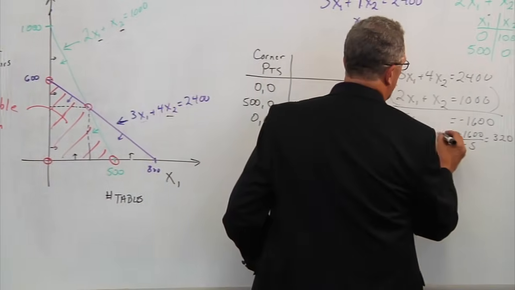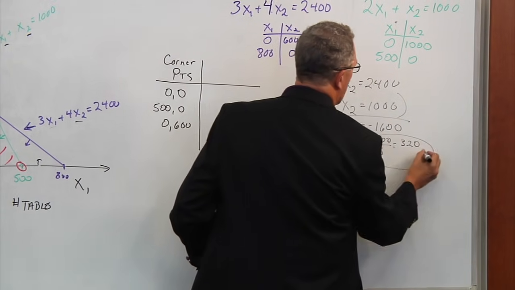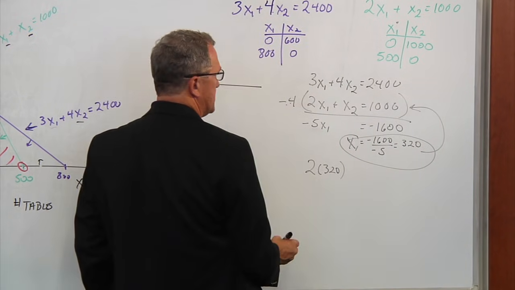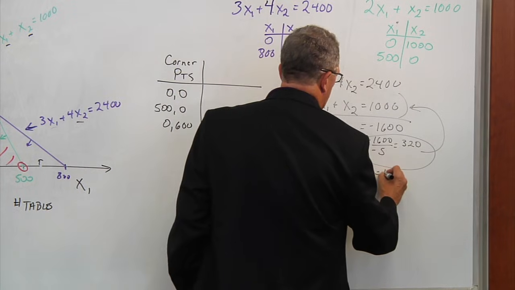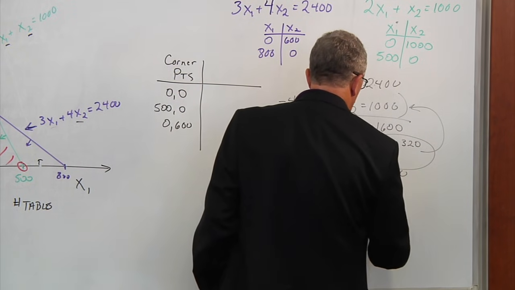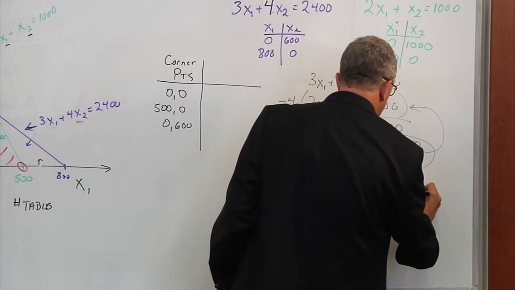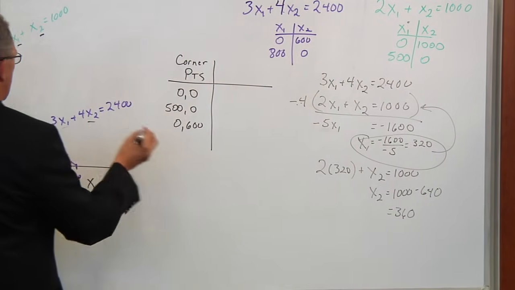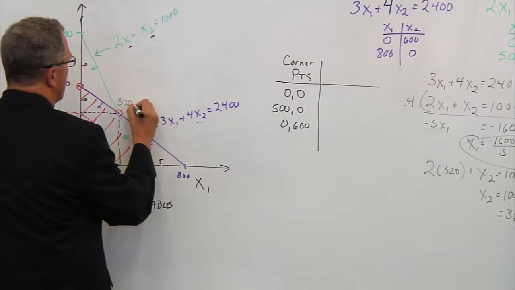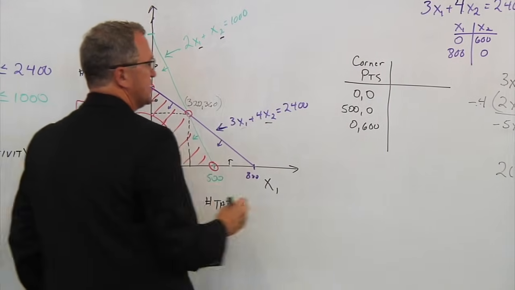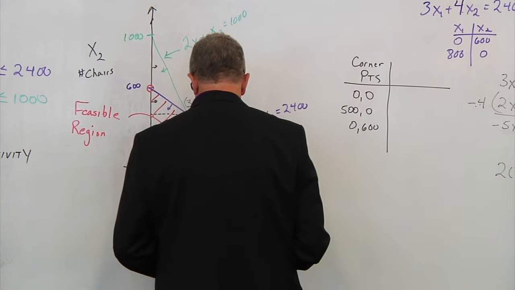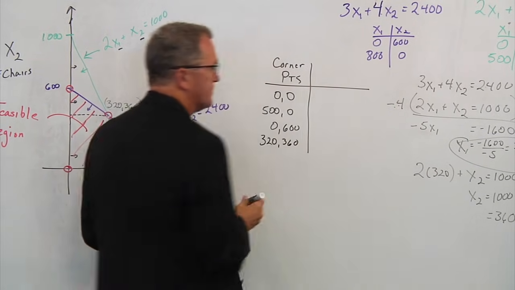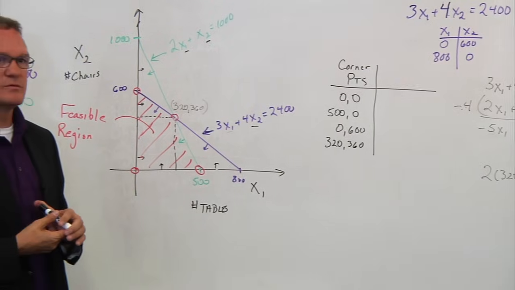I can then take this number for x1, plug it back into one of the original equations. So 2 times 320, that's my value for x1, plus x2 equals 1000. x2 equals 1000 minus 640, which equals 360. So my value at this point is 320 tables, 360 chairs. So my corner point here is 320, 360.